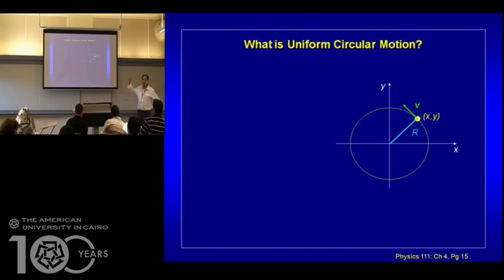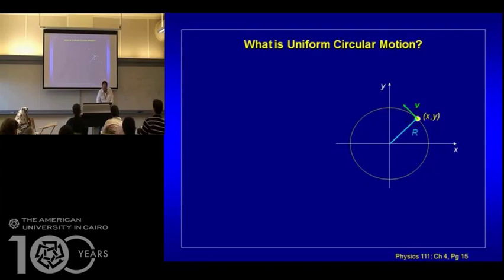Is the velocity constant? Why not? Thank you guys. This is very good, because it keeps on changing the direction. At that point, what is the direction of the object? What is the direction of the velocity of the object?